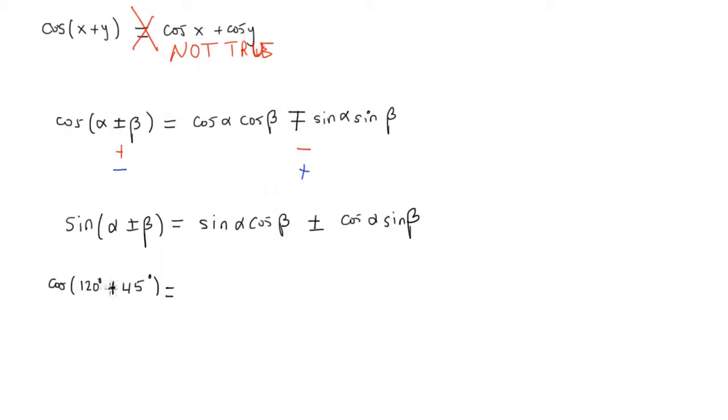So because I've got a plus in here, I know my identity needs to have the minus, and then I just need to fill in the numbers. So we've got cos of the first one and cos of the second one, and then minus sine of each of them.